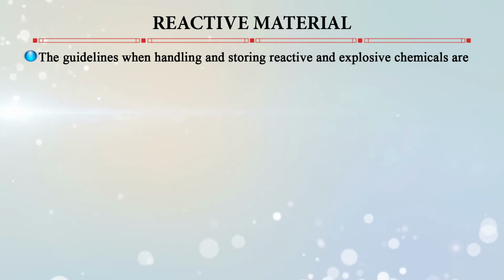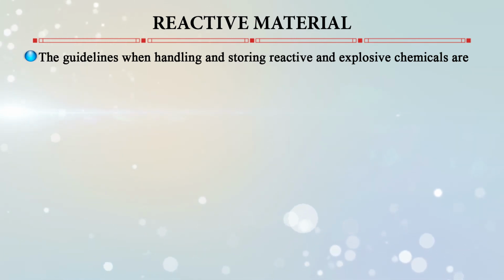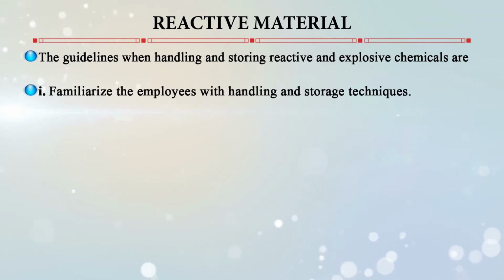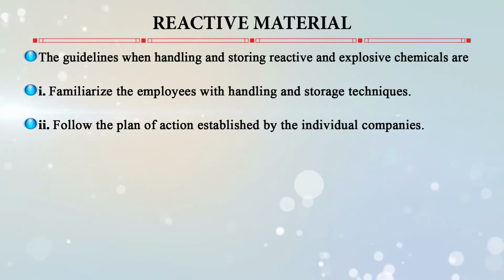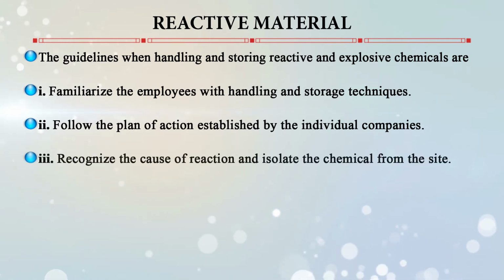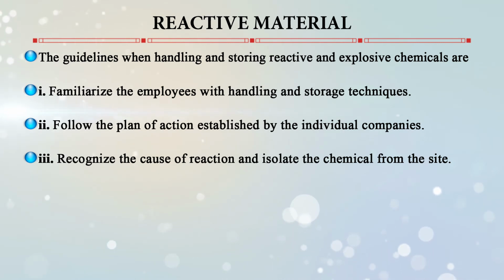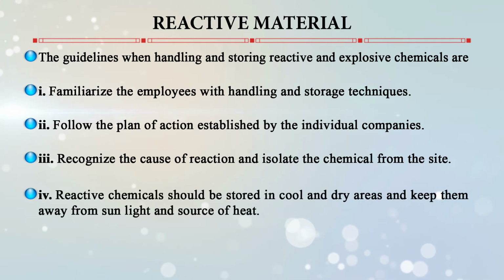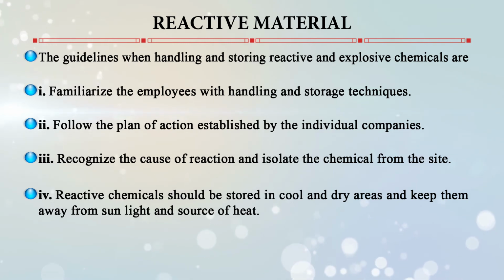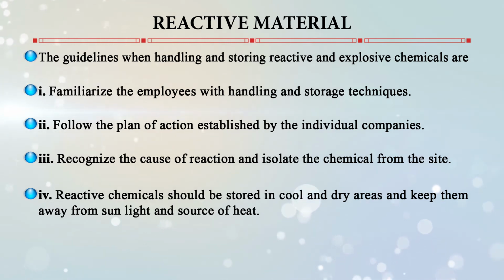Some of the mitigation measures for this type of reactive chemical materials: we have to use guidelines when handling strongly reactive and explosive chemicals, like familiarizing the employees with handling and storage techniques, following the plan of action established by the individual companies, and also recognizing the cause of the reaction and isolating the chemicals from the site immediately. Reactive chemicals should be stored in cool and dry areas, because they have to be kept away from sunlight and sources of heat.